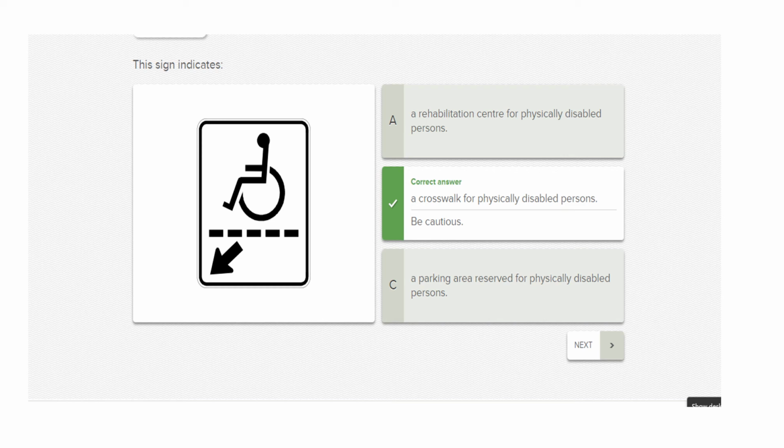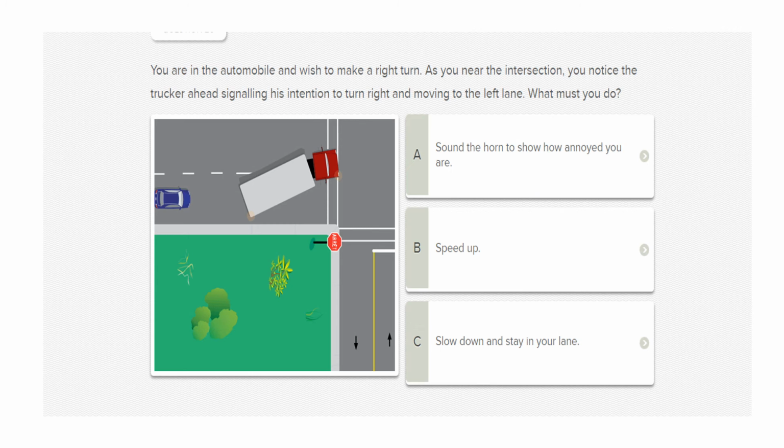Be cautious. You are in the automobile and wish to make a right turn. As you near the intersection, you notice the trucker ahead signaling his intention to turn right and moving to the left lane. What must you do? Option A, sound the horn to show how annoyed you are. Option B, speed up. Option C, slow down and stay in your lane.